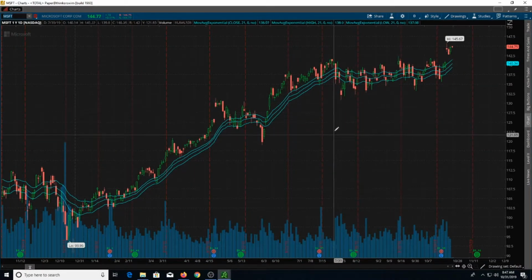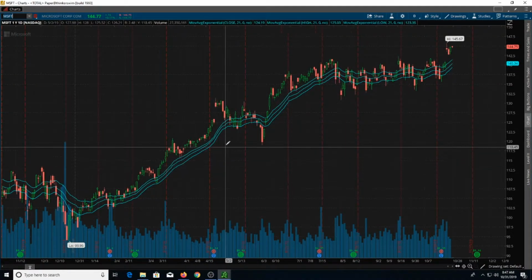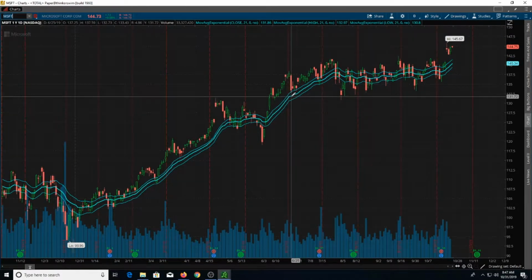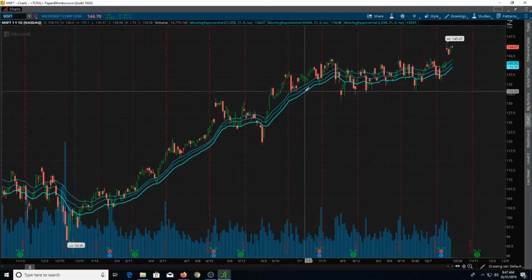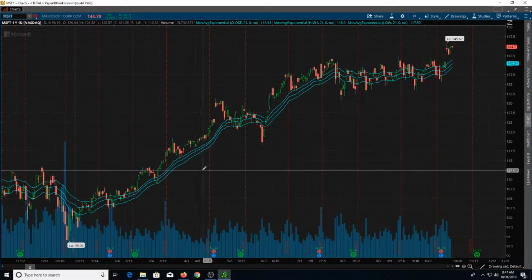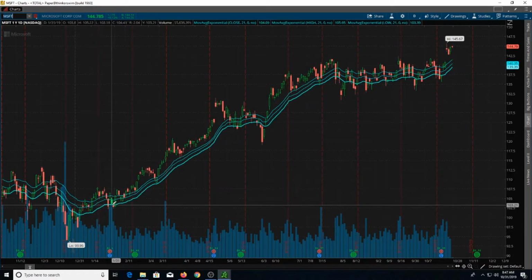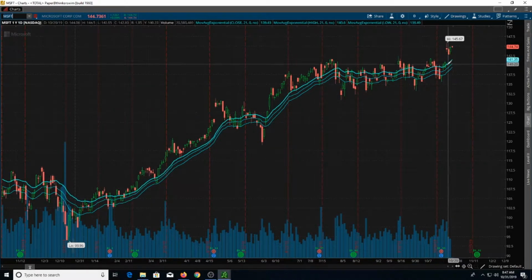So what you see right now is you have basically 3 EMA lines. They're all 21 EMA, but one's based on the close, one's based on the high, and one's based on the low. And what this gives you is the ability to see, number 1, what the trend is, and number 2, what your pullback zones are.